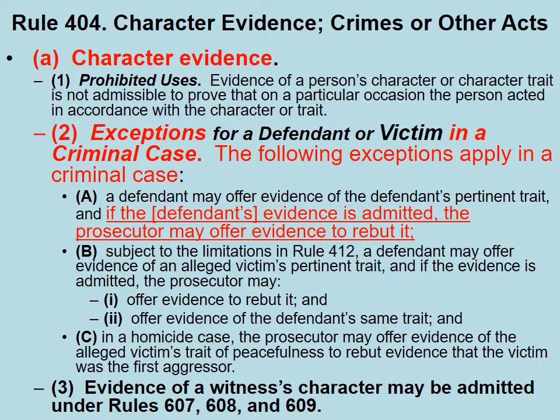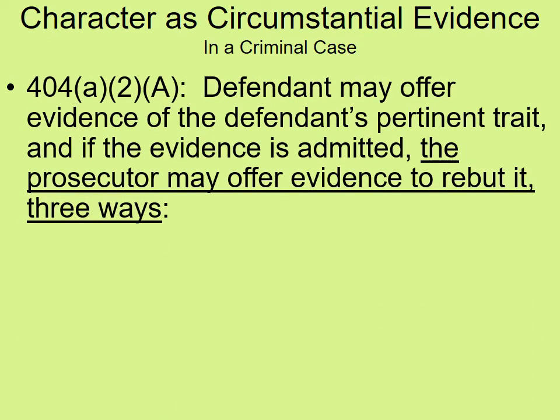Okay, so back to Rule 404 again. Remember, once the defendant opens the door by presenting evidence of his good character, the prosecution has to be given the opportunity to rebut, to fight back with evidence of bad character, and that's right there in the second half of 404(a)(2)(A) that's underlined on the slide. If the defendant's evidence is admitted, the prosecutor may offer evidence to rebut it. And the prosecutor can fight back in three ways. Again, this is a review of last Wednesday.